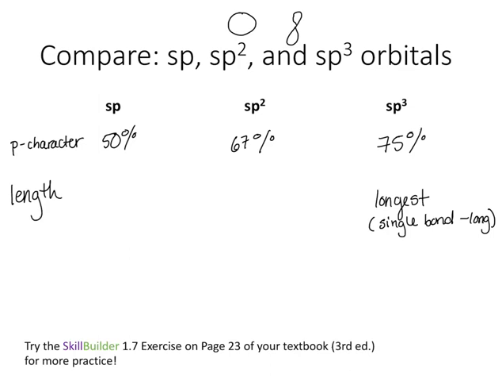So then, using that same logic, which hybrid orbital has the shortest length? sp. It has the least amount of p character, so it is the shortest, but that also makes sense because triple bonds are short. And then in the middle we have our double bonds, and those are just kind of in between.